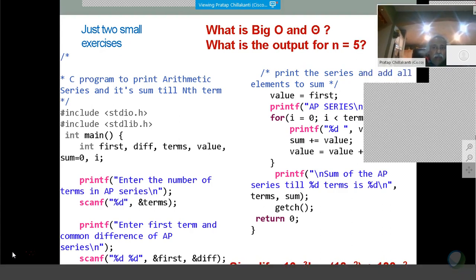Okay. Trace it, and then tell me what is the big O and what is the theta for the program. Okay, that is question number 1.